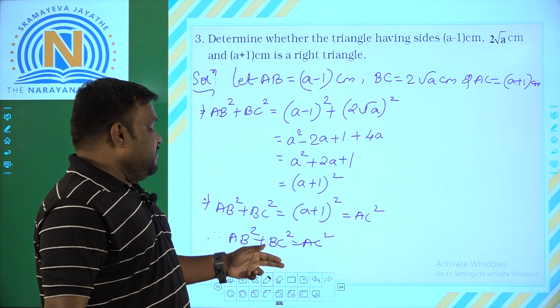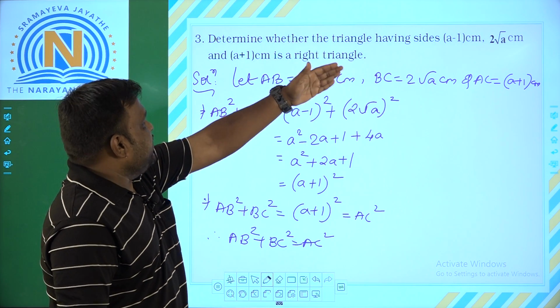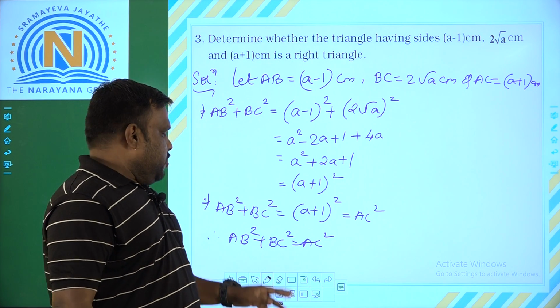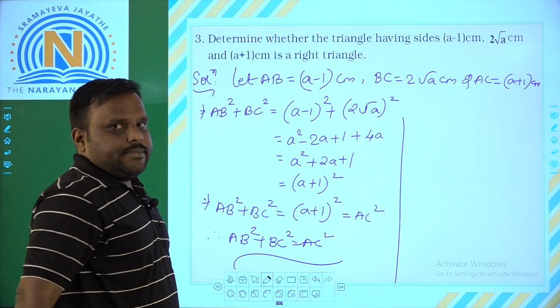Then hence according to the converse of Pythagoras theorem, the three sides we have are considered to be a right angle triangle. This is according to the converse of Pythagoras theorem. Right. Thank you.